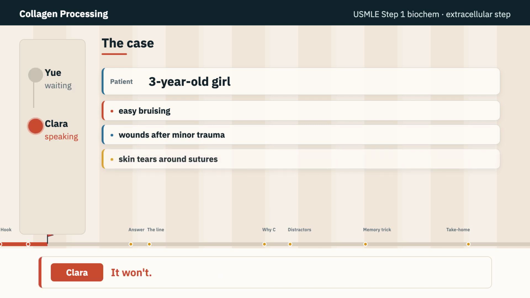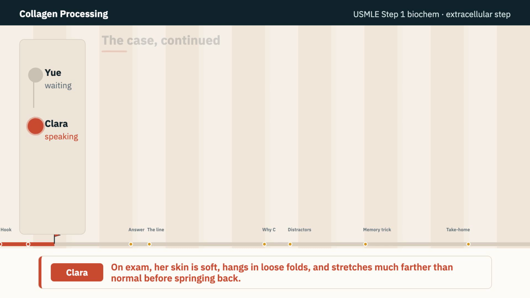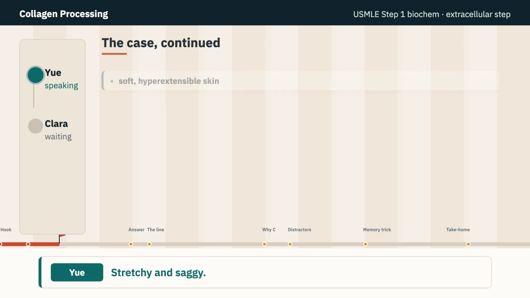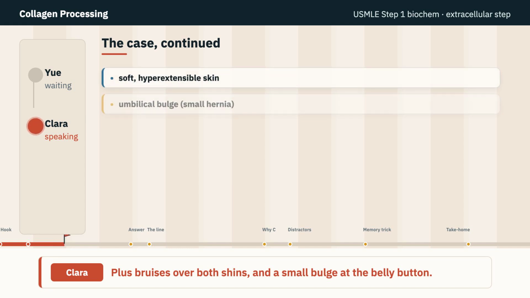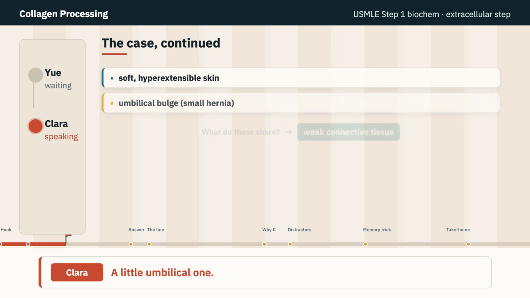It won't. Hold on to that. Fragile skin that tears around stitches. That's a real clue, not just a color. On exam, her skin is soft, hangs in loose folds, and stretches much farther than normal before springing back. Stretchy and saggy, plus bruises over both shins and a small bulge at the belly button. A hernia. A little umbilical one.